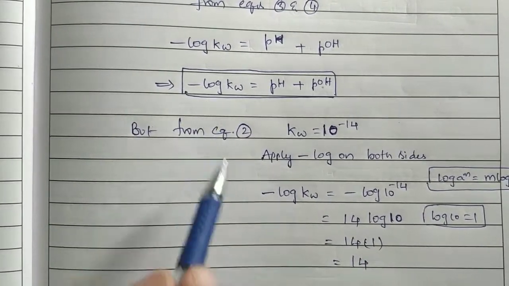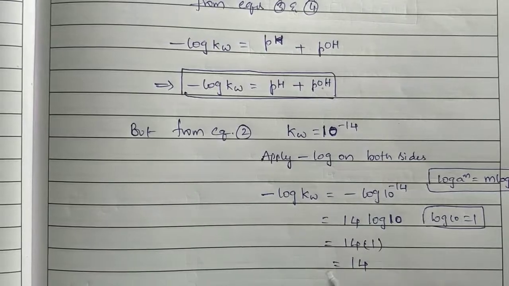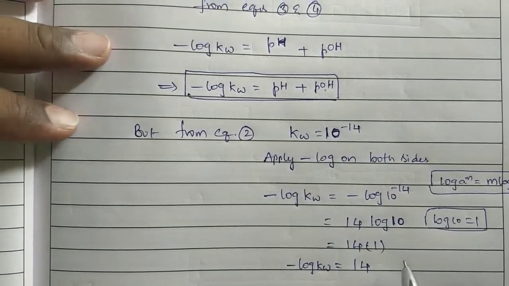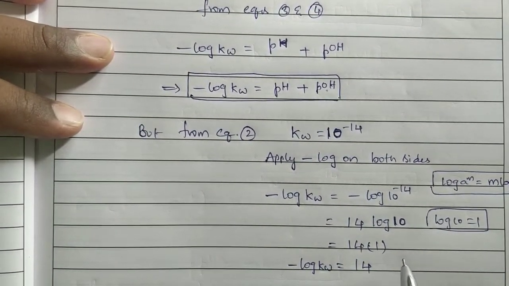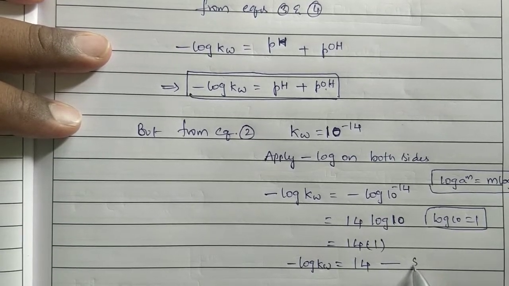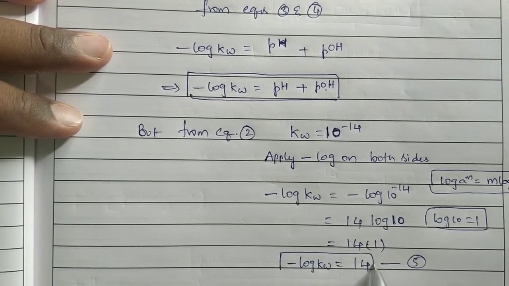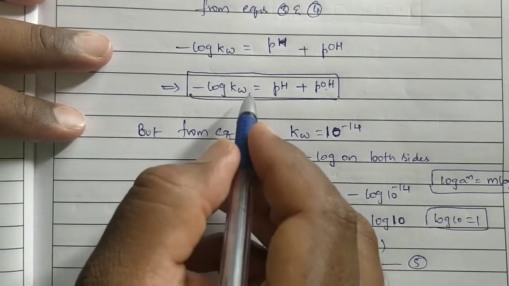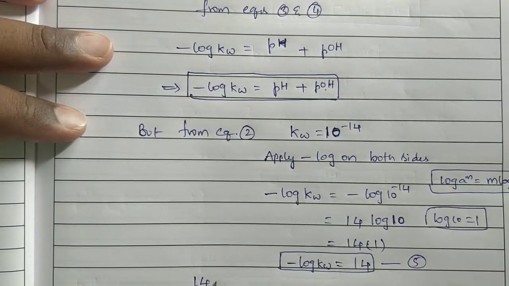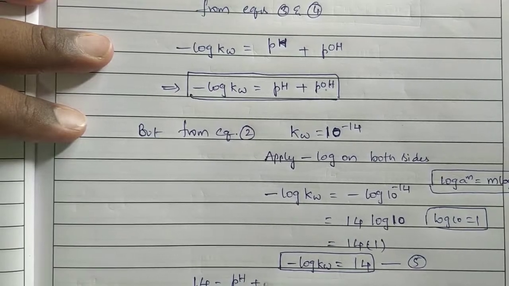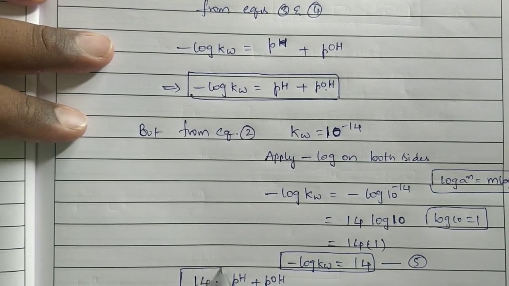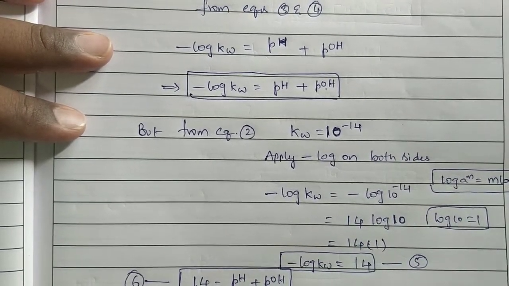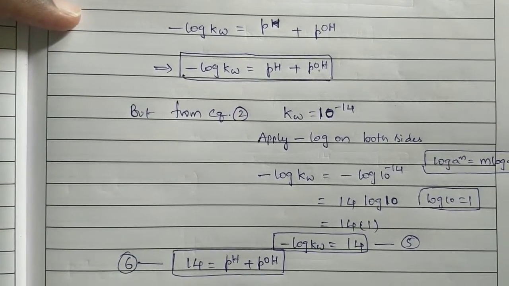I am going to substitute this value, minus log Kw is equal to 14, here. This is equation 5. So from equation 5 I am going to substitute this one here. You will get 14 is equal to pH plus pOH. This is equation 6. pH plus pOH is equal to 14.